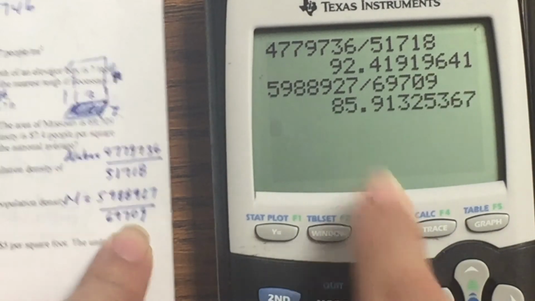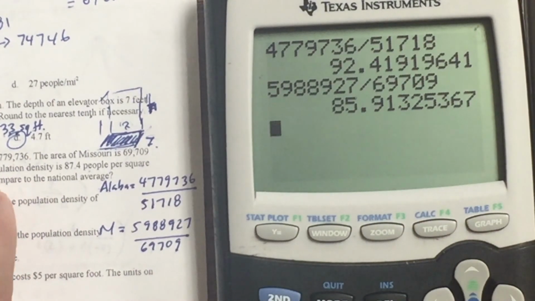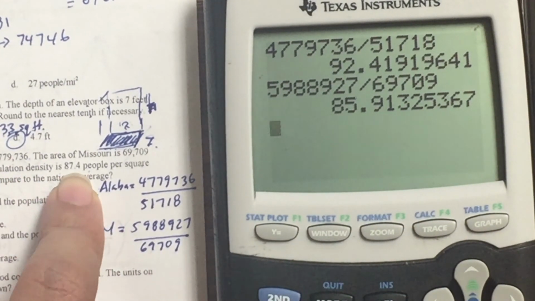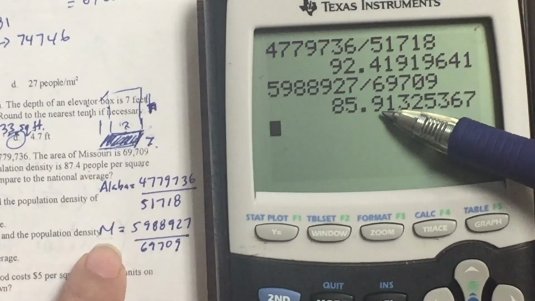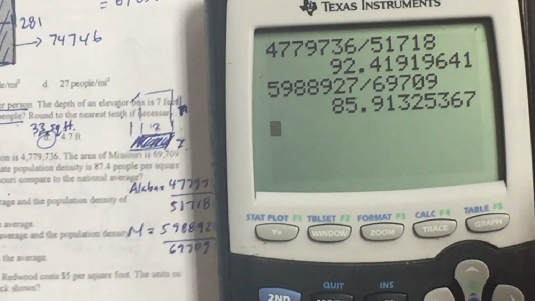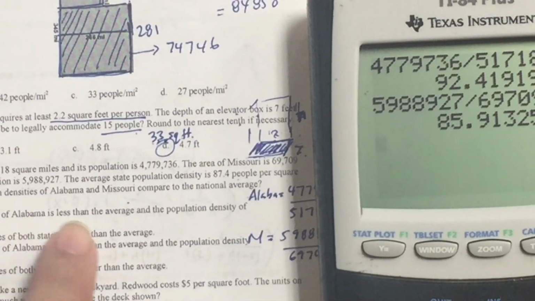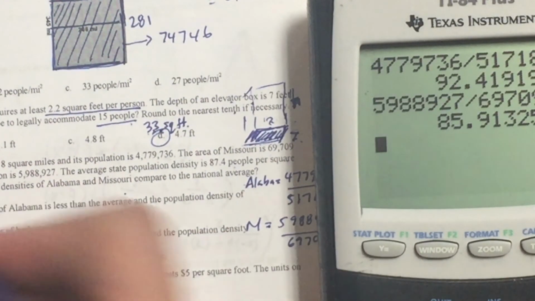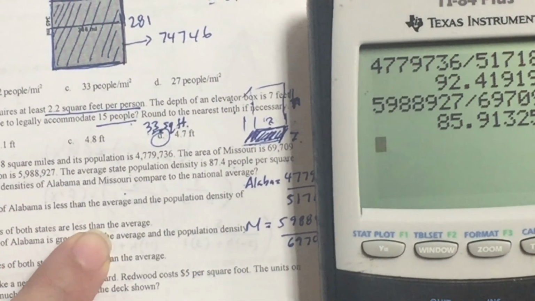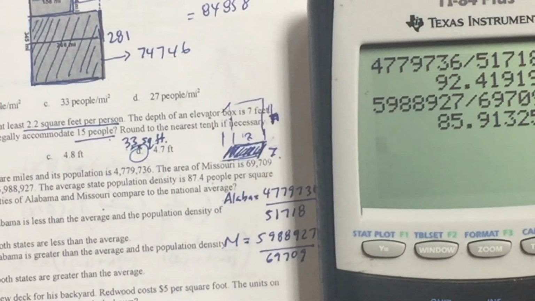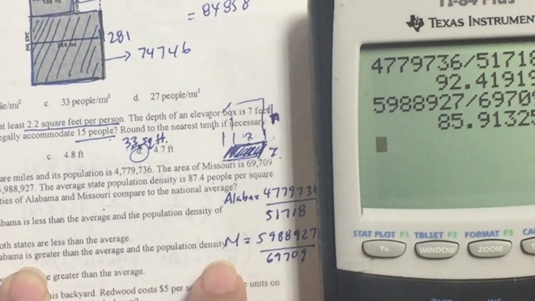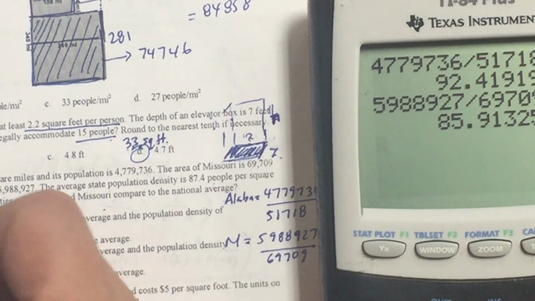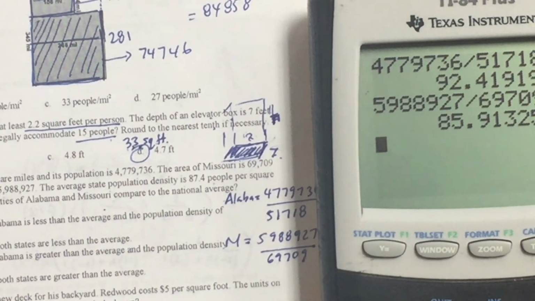69709. All right, so those are the population densities, and it says the average state population density is 87.4. How does this compare? So in Alabama, it's higher, and in Missouri, it's lower. So what am I looking for? Population in Alabama is less? No, it's not. So it's not A. Population density in both states is less? No. The population density in Alabama is greater. Yes. That's bigger than, yep. And the density in Missouri is less. Yes, so C. 51 would be both of them are greater, which is no.